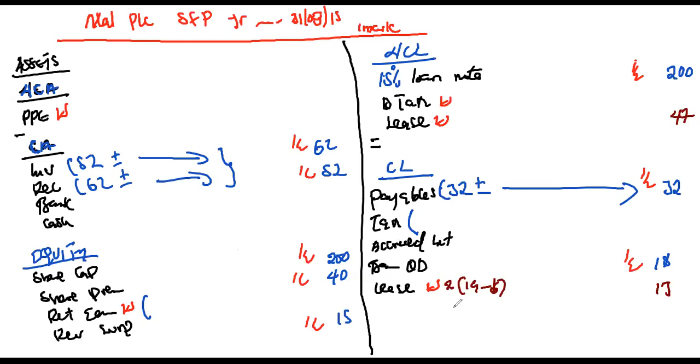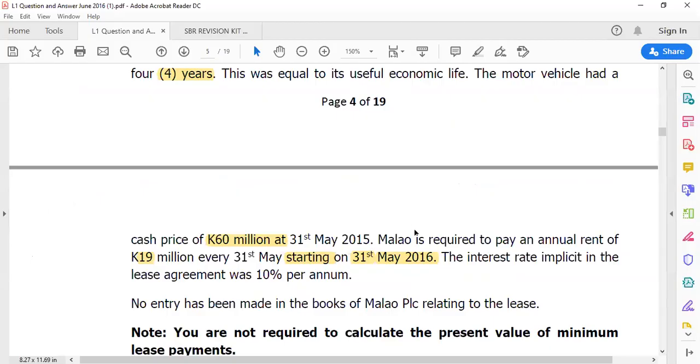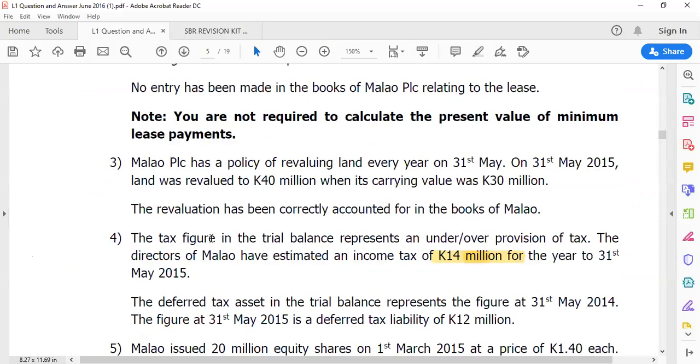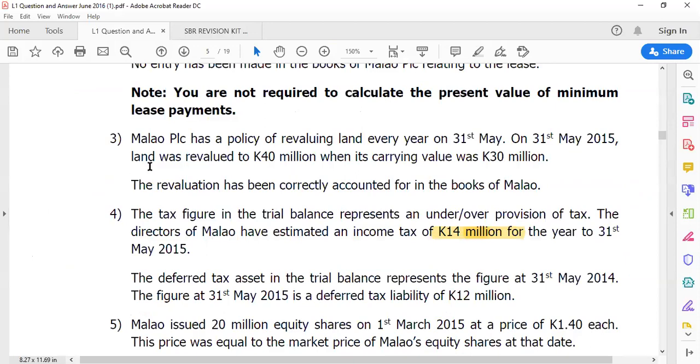Let's go back to the question to the working. Do not fail this because of failing to ask for help. We are here to help you. Please call us. We'll be happy to help you. There we go. Note number three, we are saying Malawi PLC as a policy.